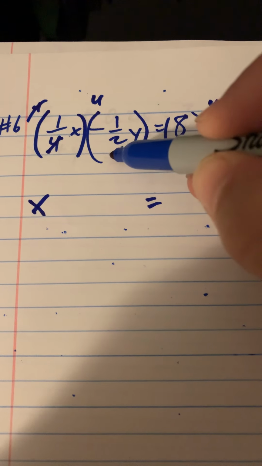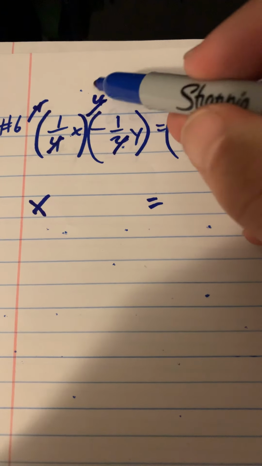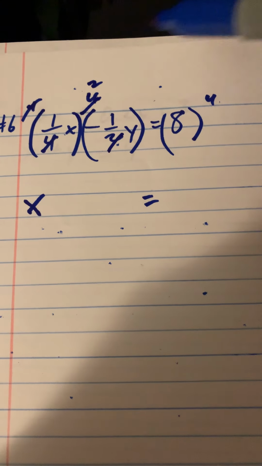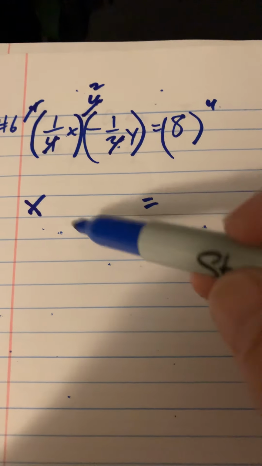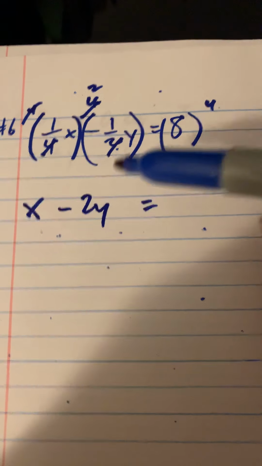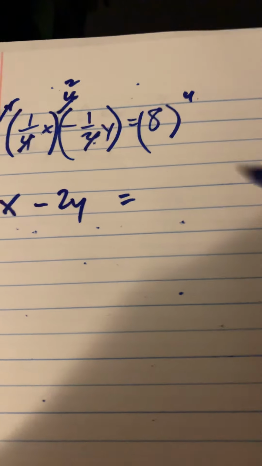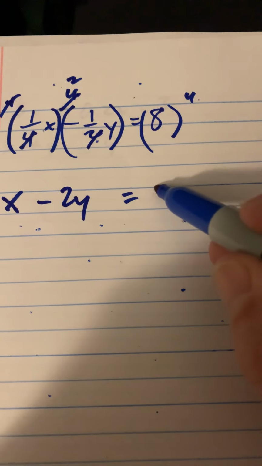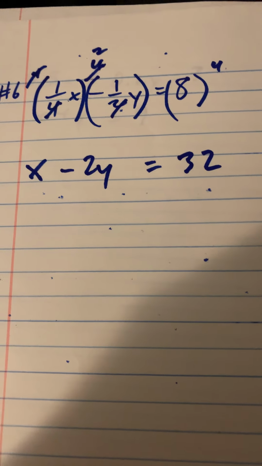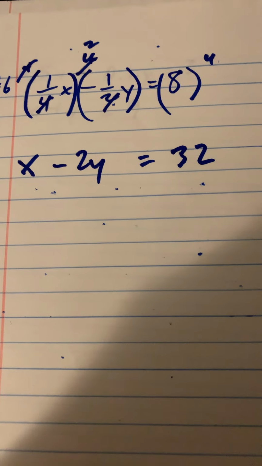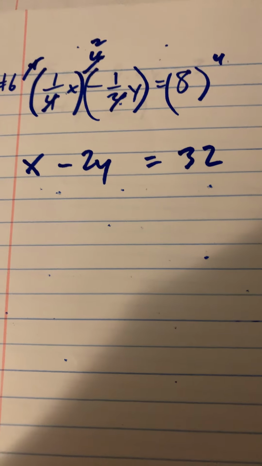Over here, that reduces down to 2. Okay, and then 2 times negative 1y gives me negative 2y. And then 8 times 4 over here gives me 32. Okay, so that's how we would clear any equation that has more than two fractions.